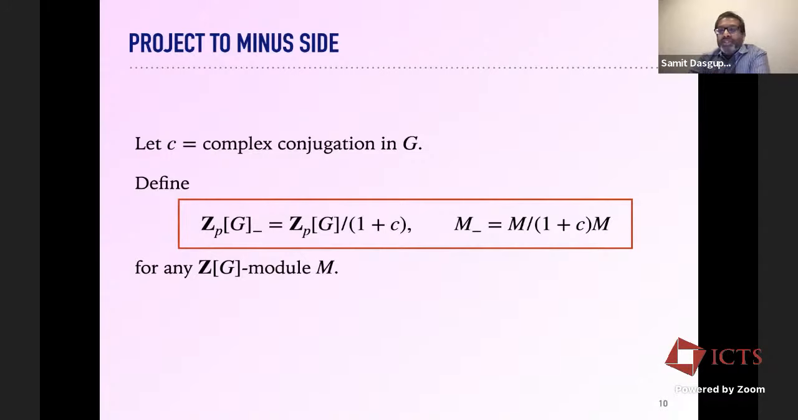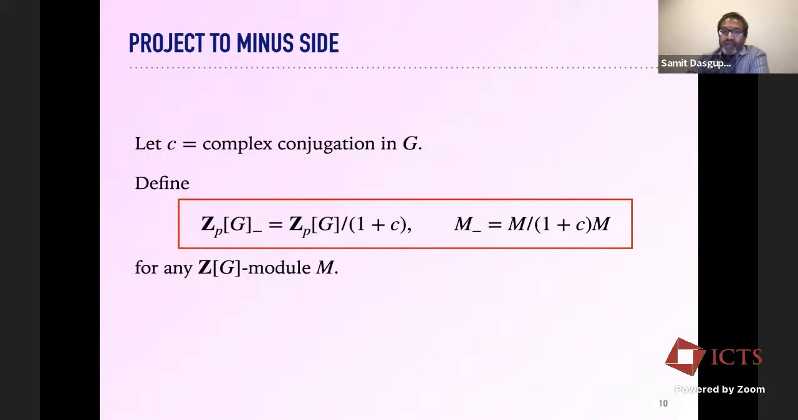All right, so now what I'm going to do is state some refinements of the Brumer-Stark conjecture. And first, let me project to the minus side. What does that mean? Well, this H is a CM extension of F. There's a unique complex conjugation in the Galois group of H over F, so let's call that C. When I talk about the minus side, I'm taking the quotient on which complex conjugation acts by -1. So Zp[G] minus, the minus part of the group ring, is just the quotient of Zp[G] by the ideal generated by 1 plus C. This is the largest quotient on which C acts by -1.